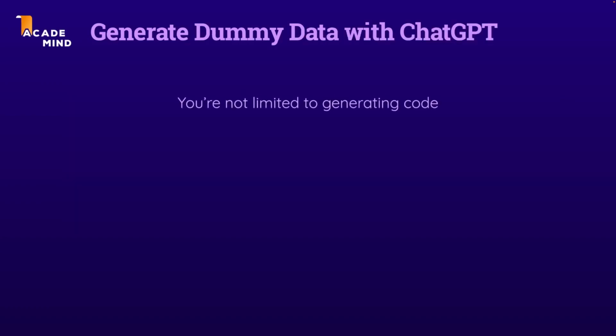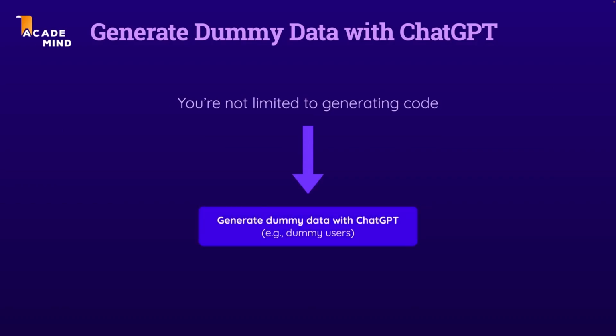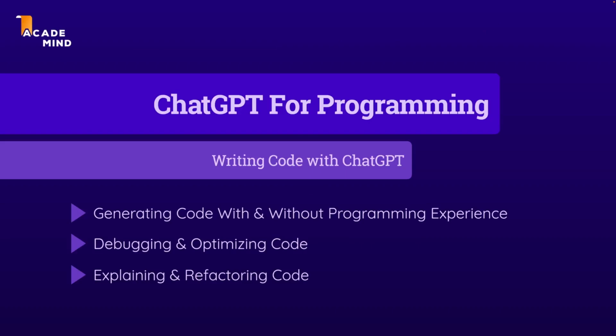Last but not least, you also learned that you can use ChatGPT to generate dummy data, which also often can be very useful when working on an application. And therefore, now you have a solid overview of how you can boost your productivity by using ChatGPT, or how you can use it to build things you couldn't build before.